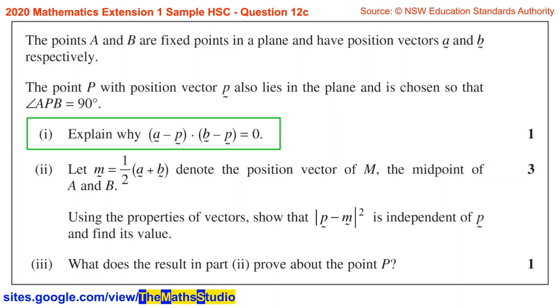Question 12c. The points A and B are fixed points in a plane and have position vectors A and B respectively. The point P with position vector P also lies in the plane and is chosen so that angle APB equals 90 degrees. Part 1. Explain why the dot product of vector A minus vector P and vector B minus vector P equals 0.